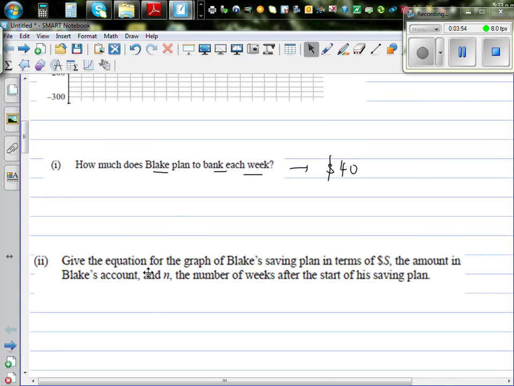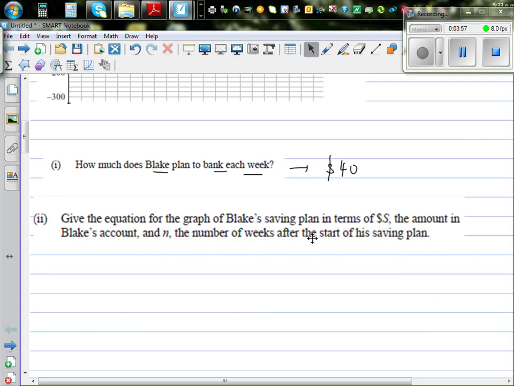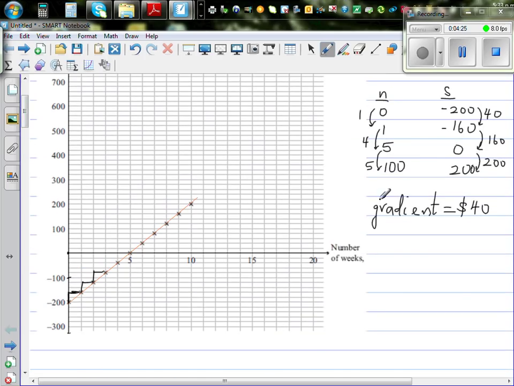Now the next question is, give the equation of the graph for Blake's saving plan in terms of S, the amount in Blake's account in dollars, and N the number of weeks. So let us say S is the saving and N is the number of weeks. We want to write a formula between the number of weeks and the amount of saving. This is a straight line, so the gradient we saw is 40. Our gradient is nothing but the change in y over change in x. So this is changing by 40, this is changing by 1. This is 160, this is 4. If you take the ratio between these two, it's 40. If you take the ratio between these two, it is again 40.